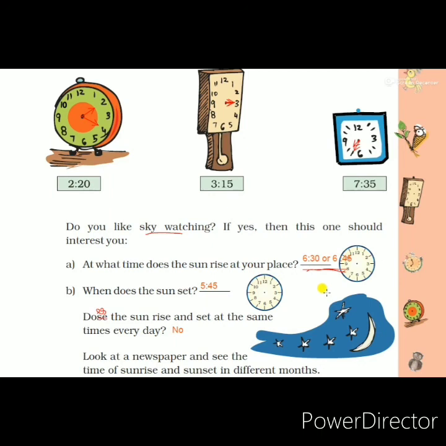The next question is, when does the sun set? Nowadays, as it is the rainy season, the sun sets very early. So you write 5:45 as the sunset time. The next question is, do the sun rise and set at the same time every day? No, it will vary. Some days will be cloudy, some days sunny. On sunny days the sunrise will be early, and on cloudy days it will be late. So you can write the answer: no, the times for sunset and sunrise are not the same every day.